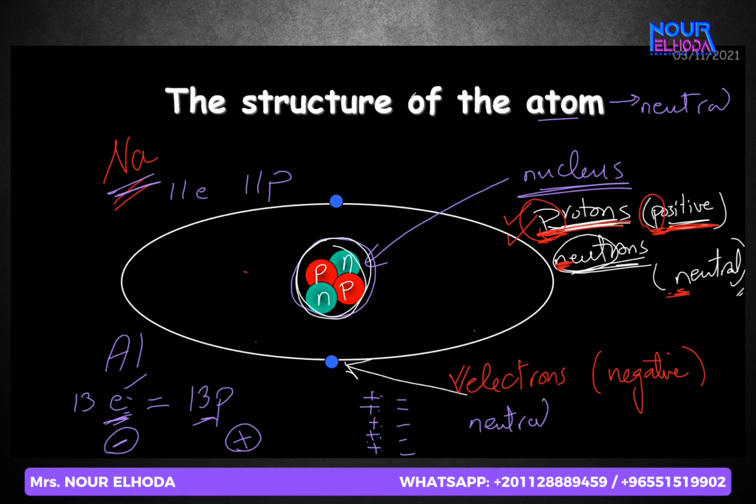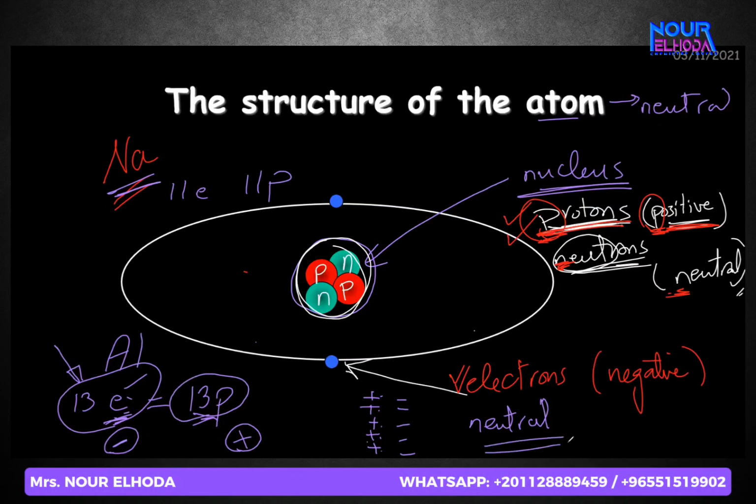If the atom is always neutral, why is it neutral? Because the number of electrons, and watch out, if you are asked this question in the exam, why all atoms, or why the sodium atom or magnesium atom is neutral, you have to say: because the number of negatively charged electrons is equal to the number of positively charged protons. That's why it is neutral.